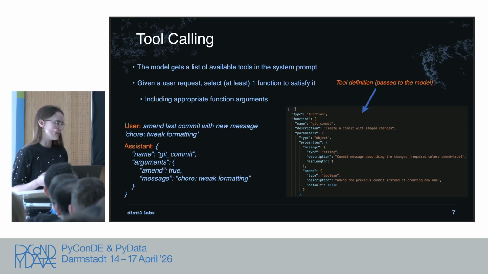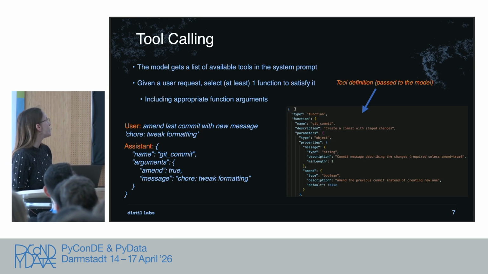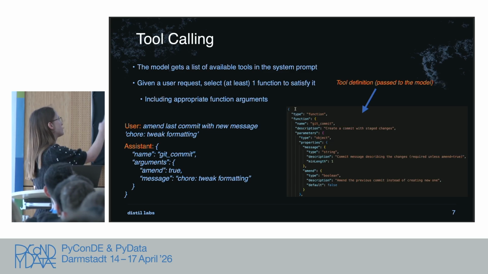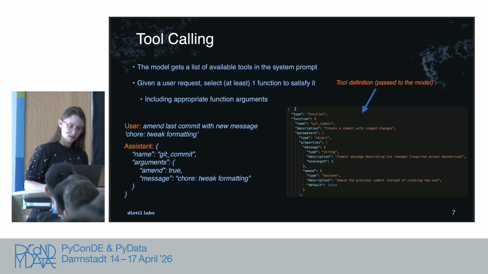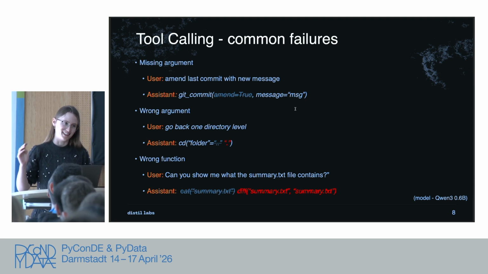So, for example, if the user is asking to amend something to the latest commit, then you call git commit, you should say that it should amend, and then you put the message in there. But ideally, it does that.